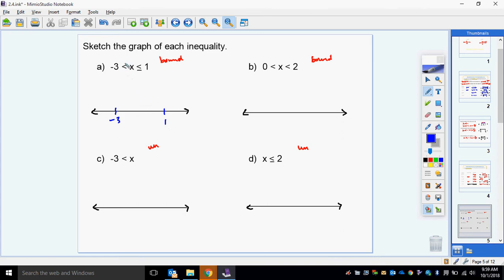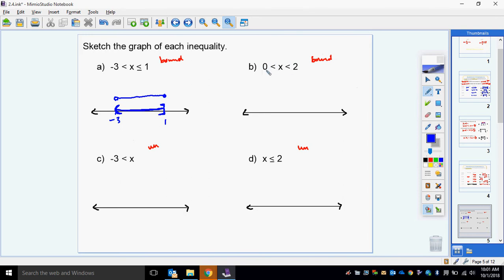Well, for the less than symbol, you can do an open circle, and for the less than or equal to symbol, you could do a closed circle. And then you're connecting all of the points in between. The other thing you can do is an open circle is the same as a parenthesis. So you could put a parenthesis here, and a closed circle is the same as a bracket. And then you can connect the two to show all of the solutions are those in between this interval.